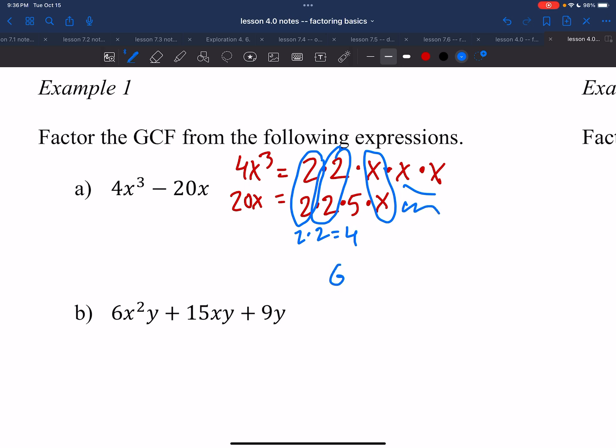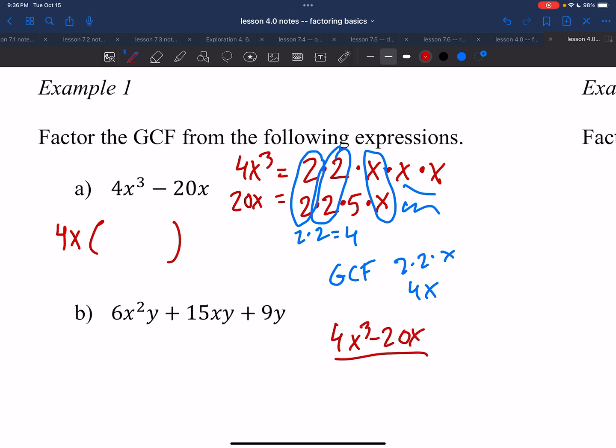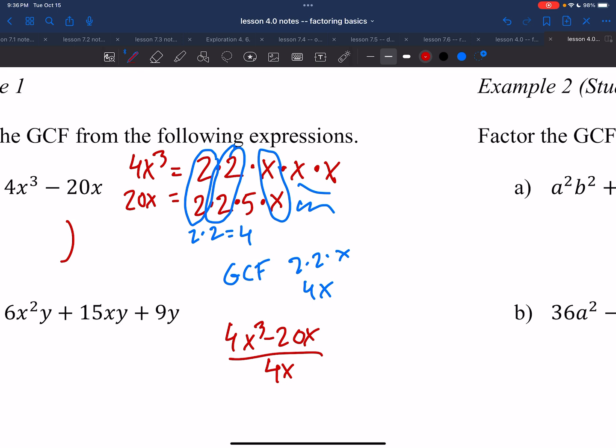So we would say that the GCF is 2 times 2 times x. That's all the product, or in other words, 4x. So the way you would factor this is you'd say, okay, here's 4x, and we're going to factor that out, because that means 4x cubed minus 20x is divisible by 4x. And if you actually did this division, you could find the other factor.